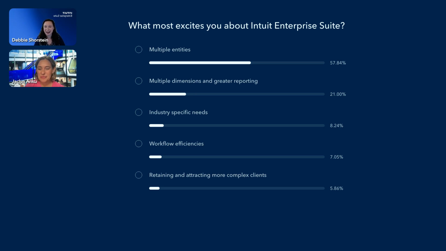Yeah. So unsurprising, multi-entities is popping to the top with about 58% of folks on the line rating that as their top, followed by multi-dimensions and industry-specific needs. Again, we know all of these are important. We're going to continue to double down, and I'm excited to hand it over so you can learn more.